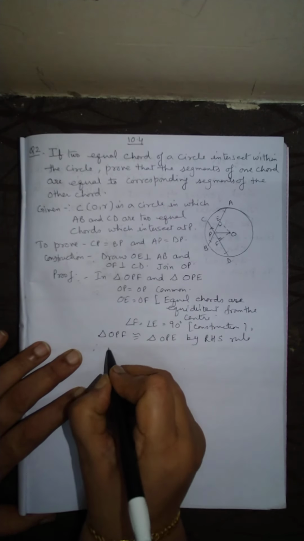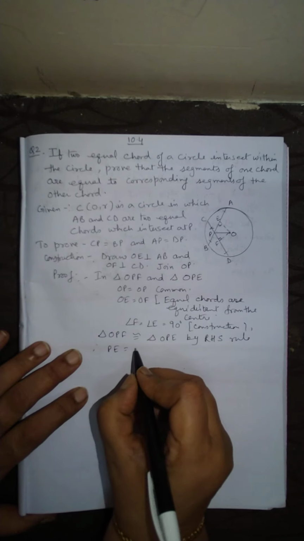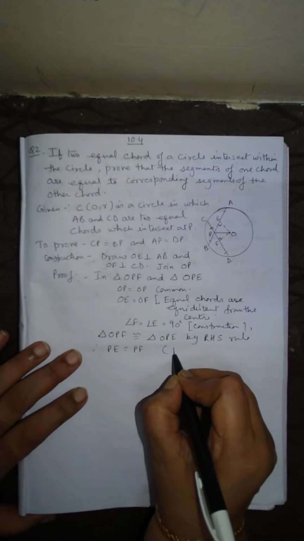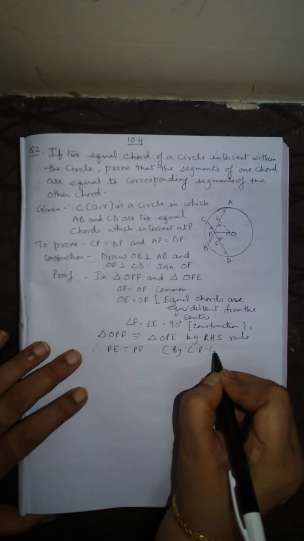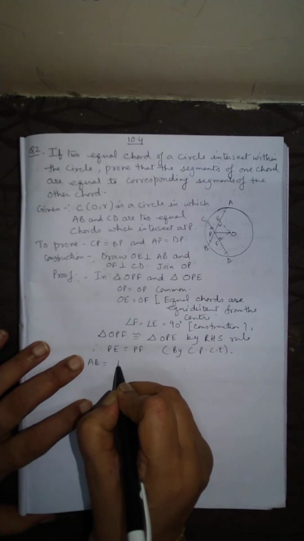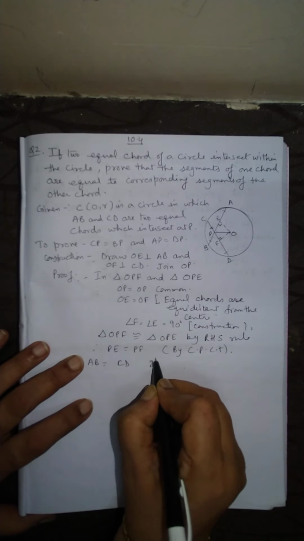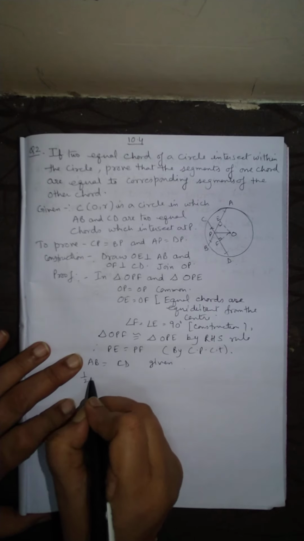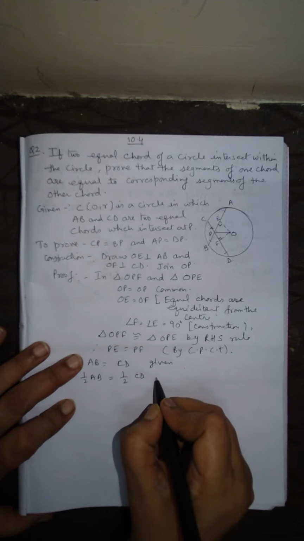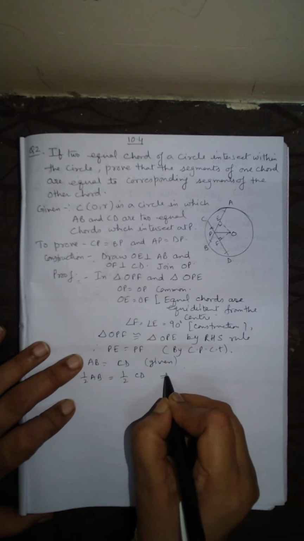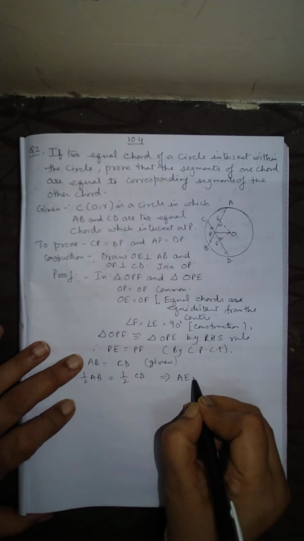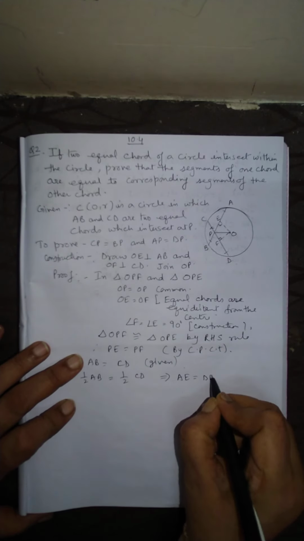Therefore, PE equals PF, that is by CPCT. And AB equals CD, that is given. So half of AB equals half of CD. This implies AE equals DF.